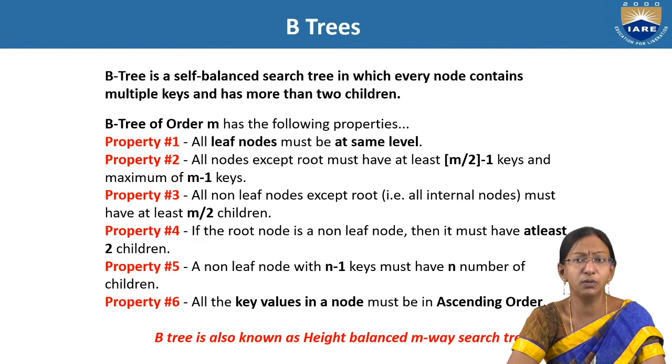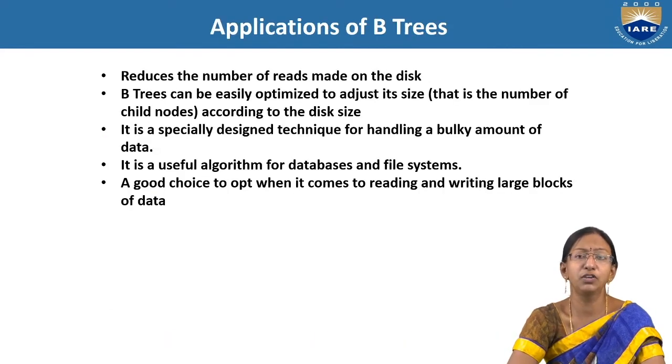So a B tree is also known as a height balanced M-way search tree. It is height balanced because, look at property 1, all the leaf nodes are at the same level. So unless all the nodes at the n minus 1th level are filled, the nth level will not start, and unless the nth level completely fills, the n plus 1th level will not start. Right? So this property balances the height of the B tree.